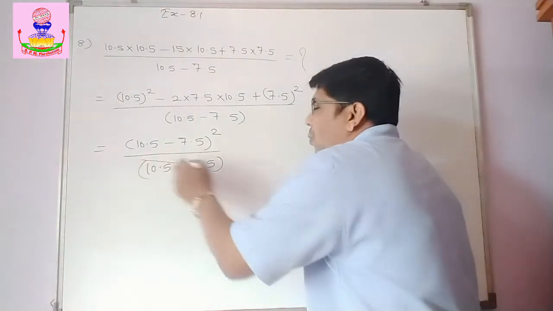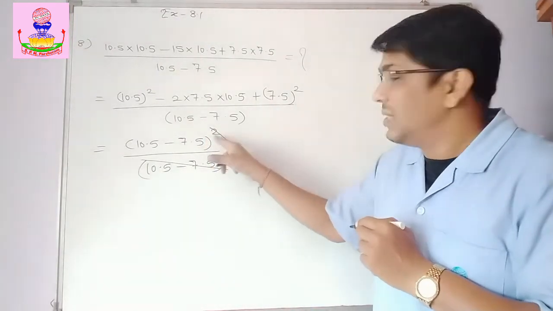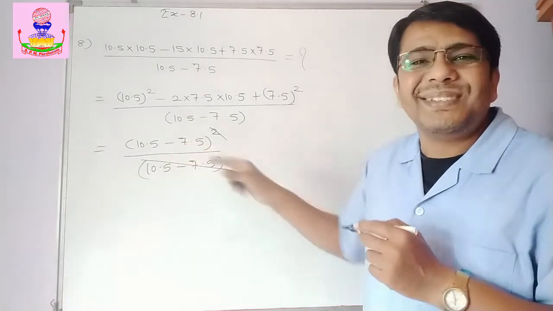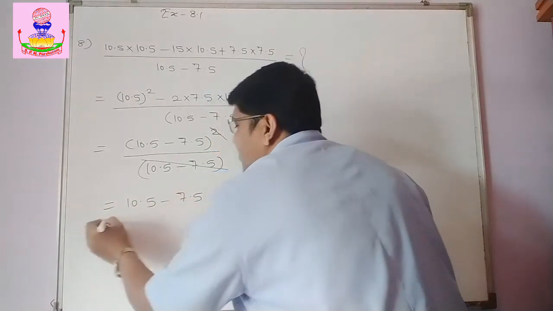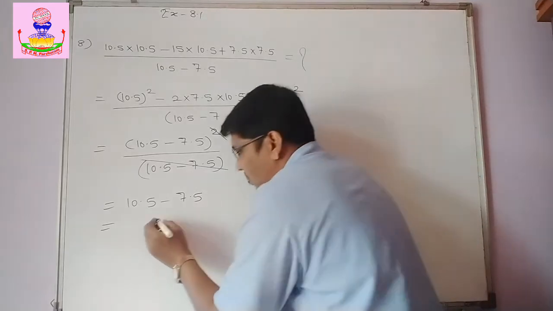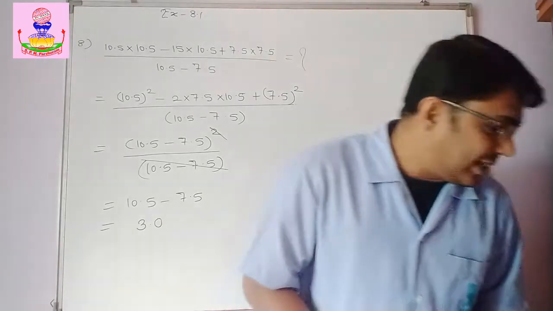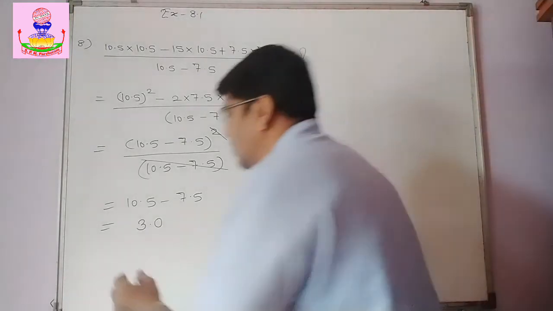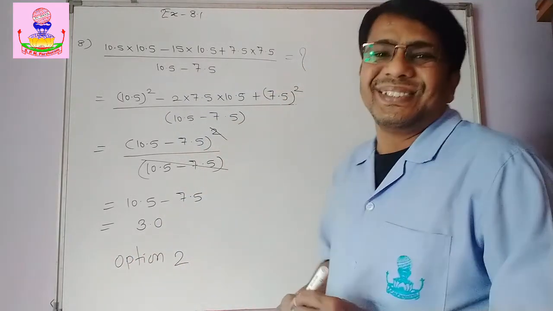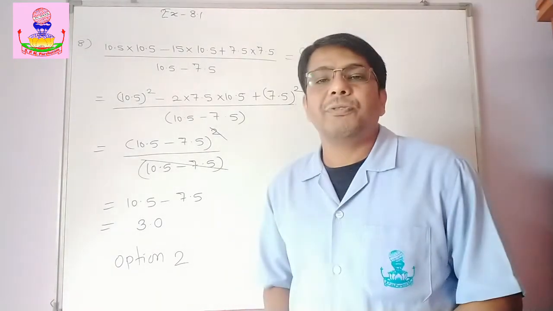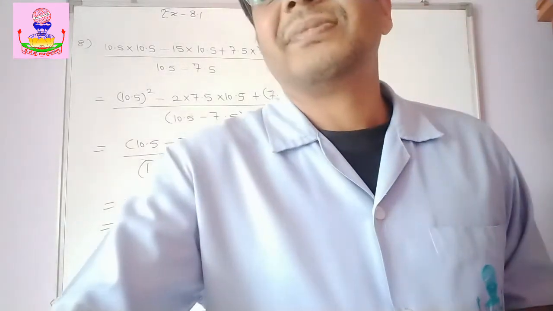I hope you have understood. See how it is simplified. One bracket of 10.5 minus 7.5 will get cancelled. So I have cancelled the square here. Only one bracket is left. Now, simple. Do the subtraction. 10.5 minus 7.5: 0.5 minus 0.5 is 0, and 10 minus 7 is 3. So 3.0. That is the answer. And hence option number 2. Option 2 is the correct answer. Okay, so exercise 8.1 is finished here. Let's move to exercise 8.2.